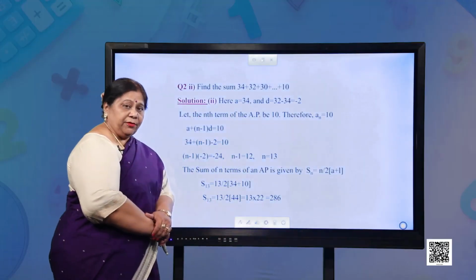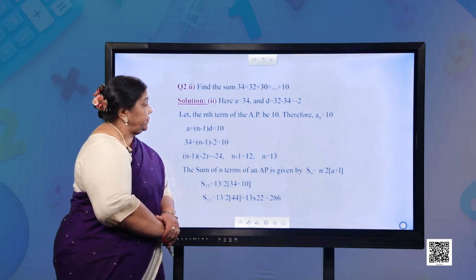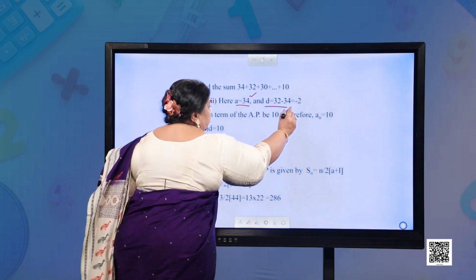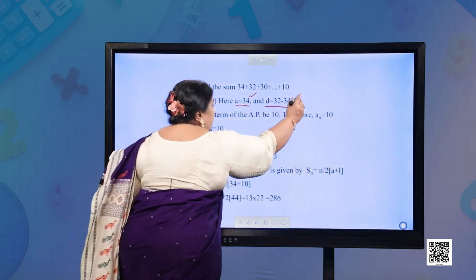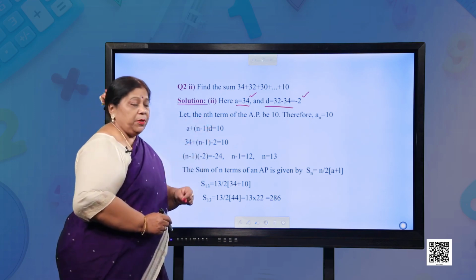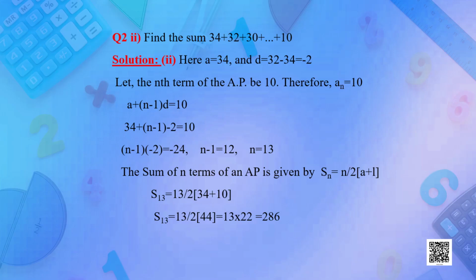Find the sum 34 plus 32 plus 30 so on till 10. Here a is 34 and d is 32 minus 34, that is equal to minus 2. Let the nth term of the AP be 10. Again we will use nth term formula, that is a plus n minus 1 into d is equal to 10. What is the value of a? 34. We are substituting here. 34 plus n minus 1 into minus 2 is equal to 10.